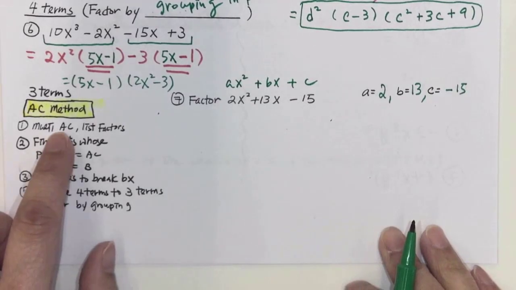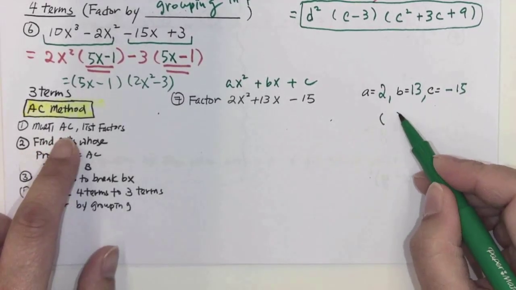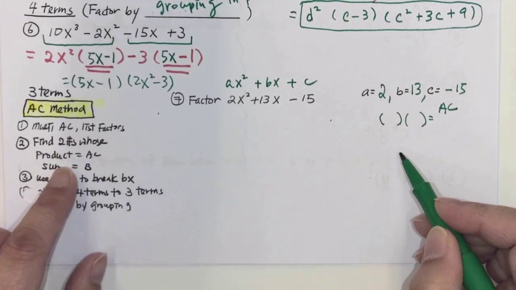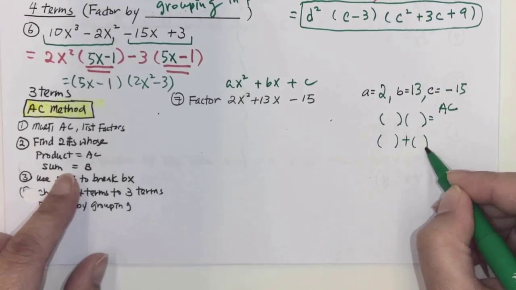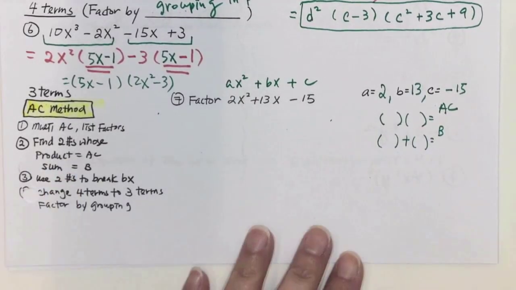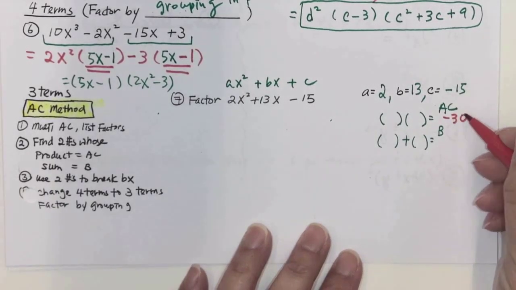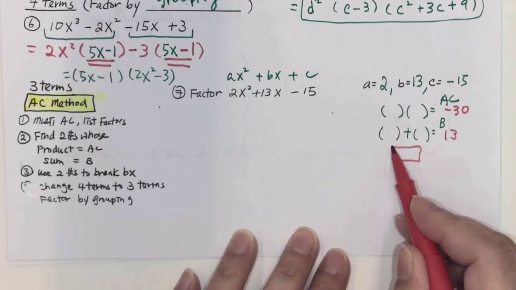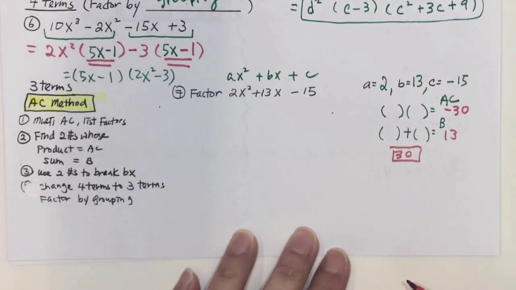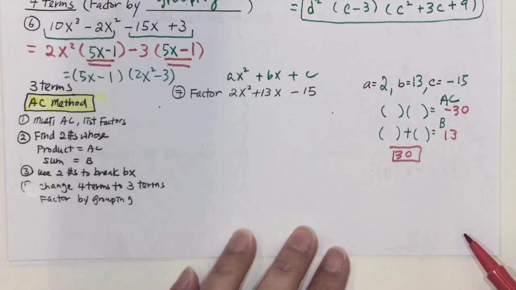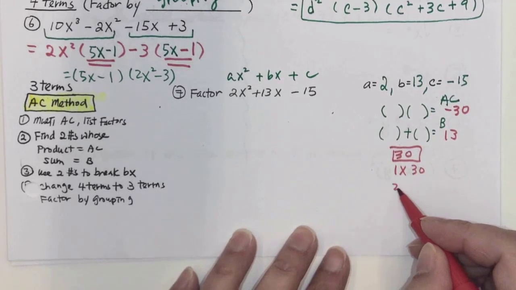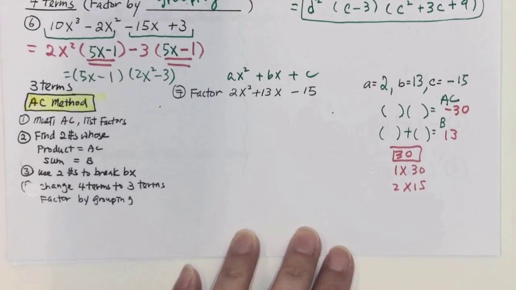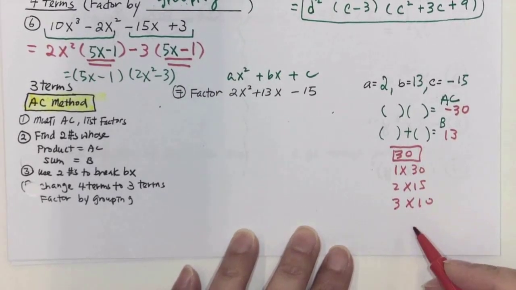After you find out a, b, and c, you want to multiply 2 numbers, so they will get to a times c. And then when they add together, the sum should be b. a times c is what? Negative 30, I heard. And your b is 13. We are trying to find two numbers that multiply to 30. Let's list all of them. What will multiply to get you 30? 1 times 30. 2 times 15. Okay. And 3 times 10. Okay. And 6 times 5.